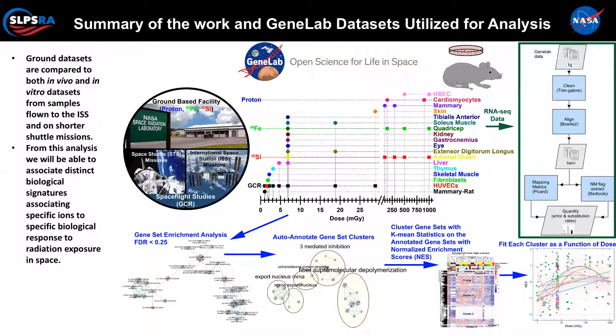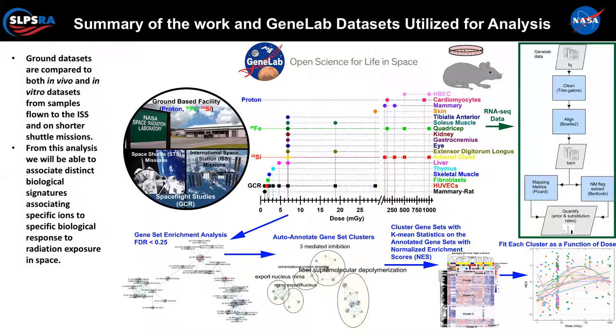From the ground experiments, we took the different ions, proton, iron, and silicon, that are available on GeneLab. We also took what we're calling here the galactic cosmic ray, or GCR, experiments done at the ISS. One important point, as I brought up before, is that the ISS is at low Earth orbit, which is not experiencing the deep, full impact of the galactic cosmic rays that you see in deep space radiation.